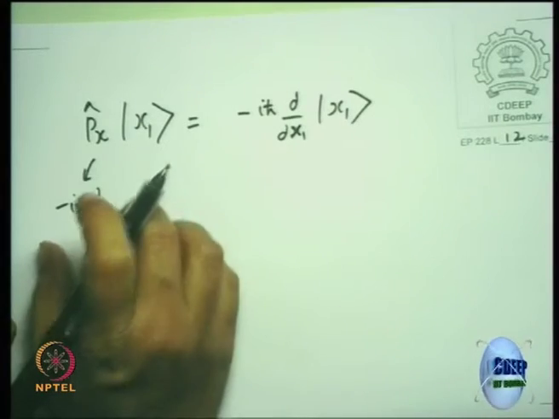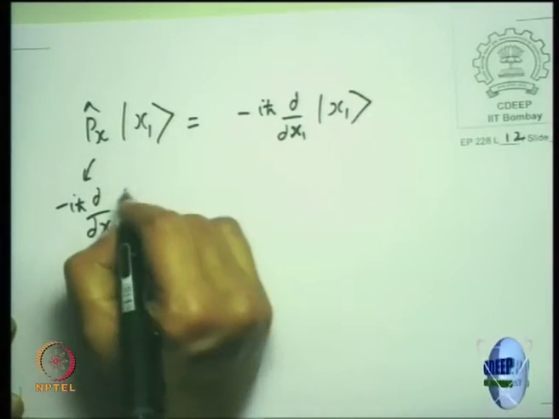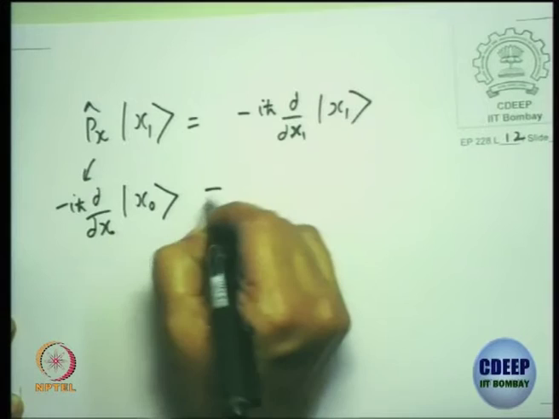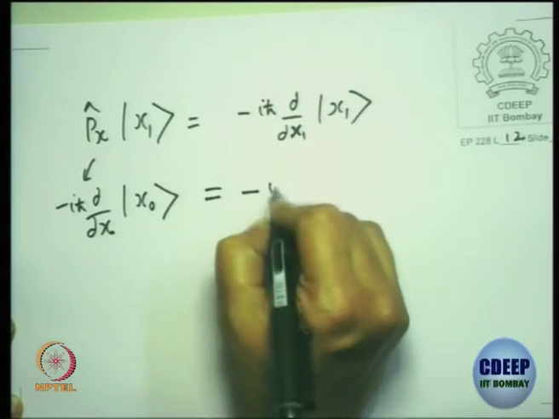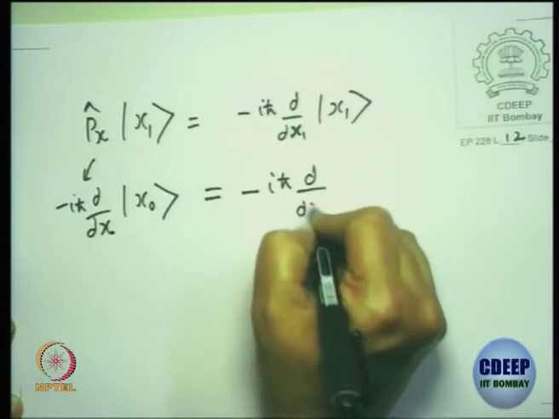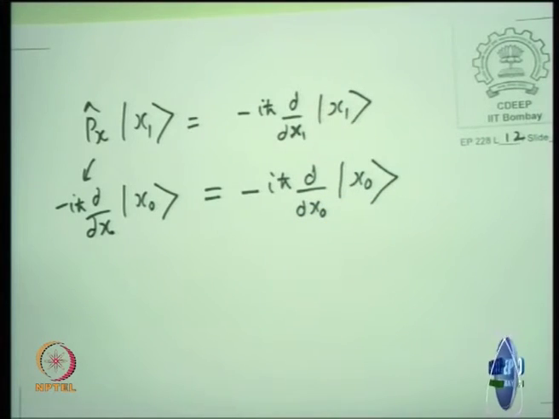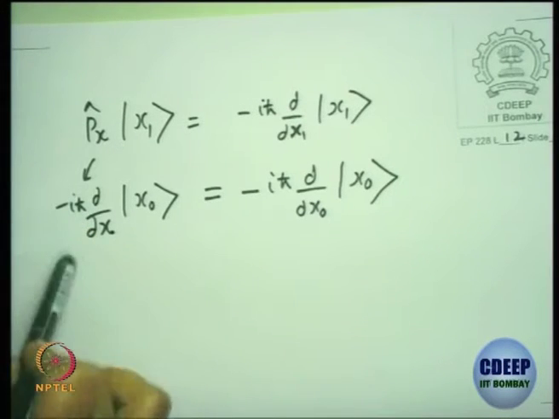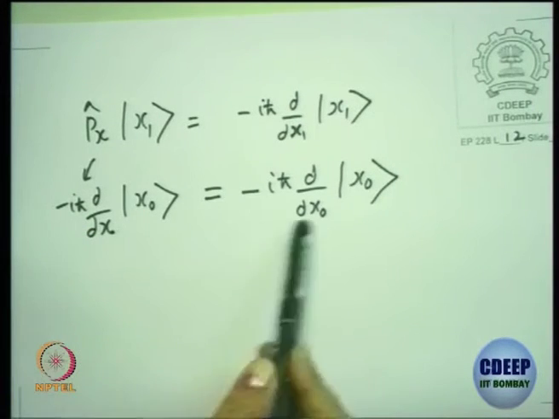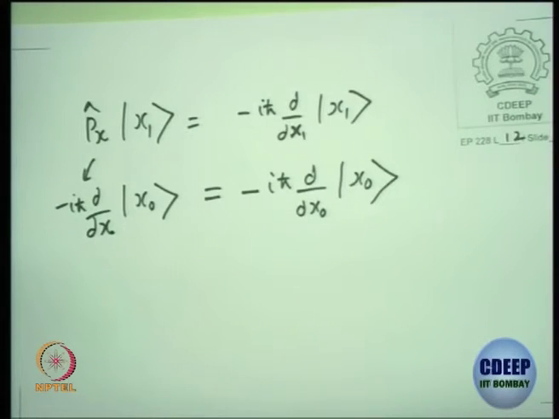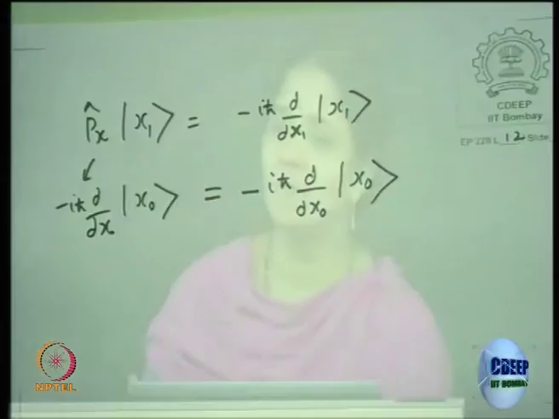as an operator. When it hits on x naught, it will give me minus i h cross. So we have given a position representation for the momentum operator, which is a differential operator. Similarly, can you give a momentum representation for the position operator?